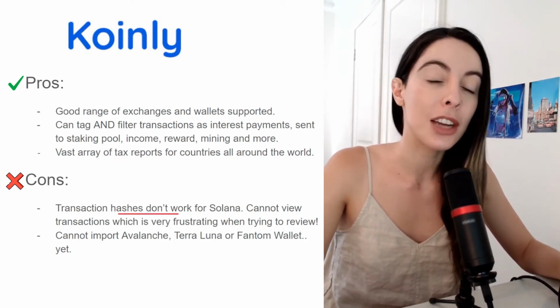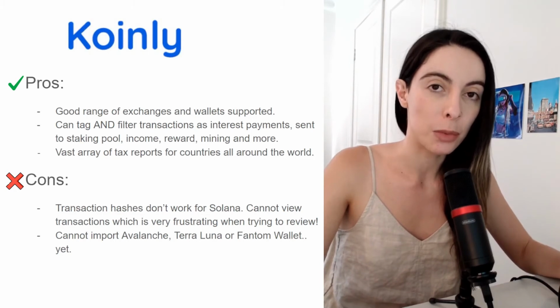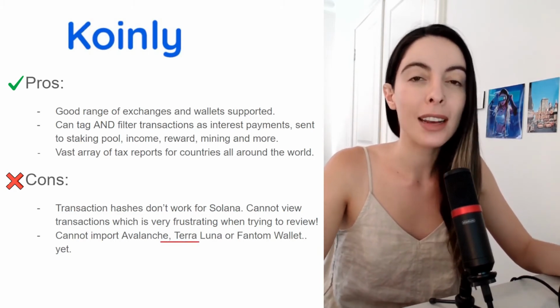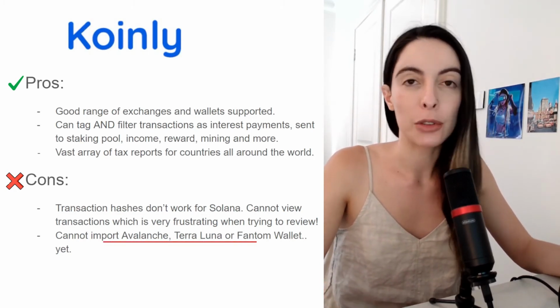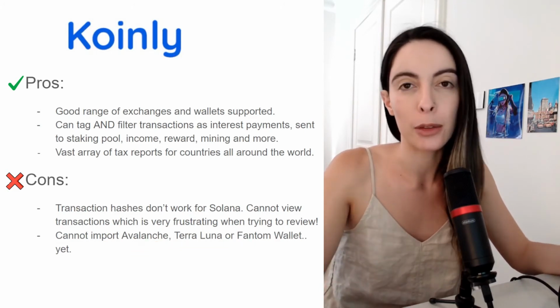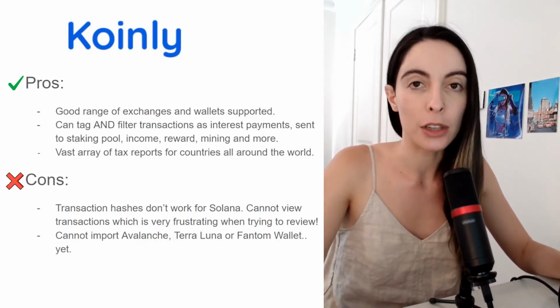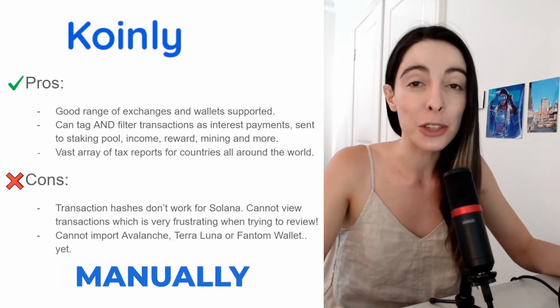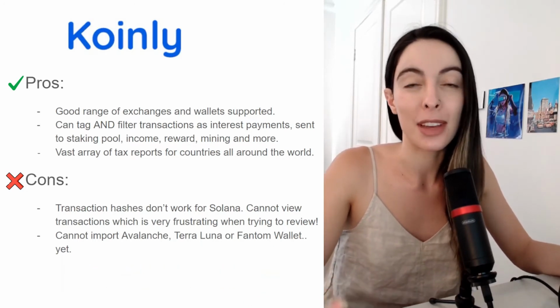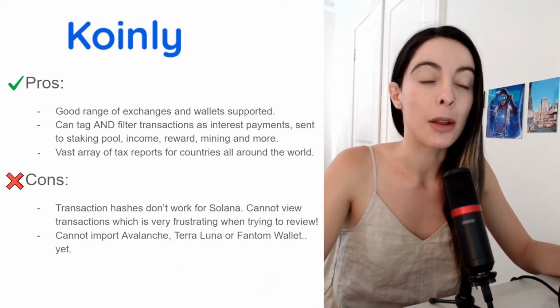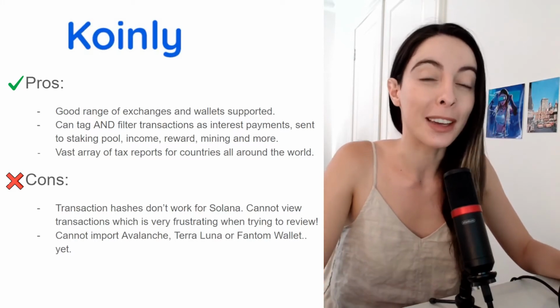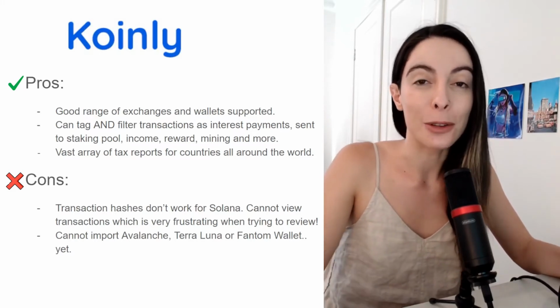Cons, the transaction hashes don't work for Solana, which is what I showed you previously, and you can't import Avalanche, Terra Luna, or Phantom wallets yet by copy and pasting your wallet address into Coinly. You're going to have to manually download a CSV file if you want to put those wallets in. And I say yet because I'm sure they're working on supporting those wallets.